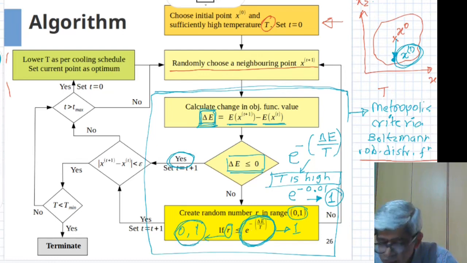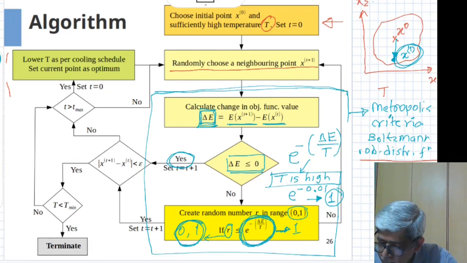And the criteria is if R, that is the left hand side, is smaller than the right hand side, then you select that point. That means you allow that point to be your minima point, even if it has got higher energy value. So when temperature is high, the right hand side will be tending to 1, and since the left hand side is between 0 to 1, when temperature is high, any point that you are choosing will have high probability of getting selected.